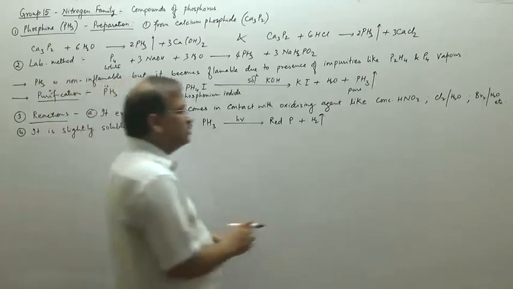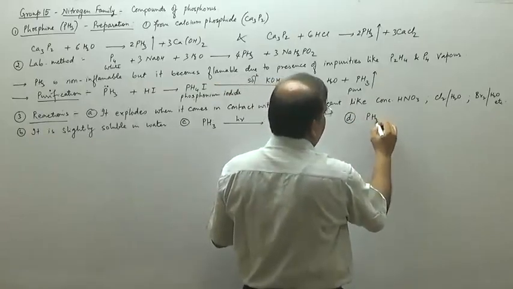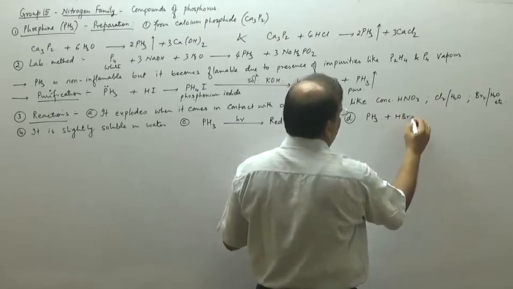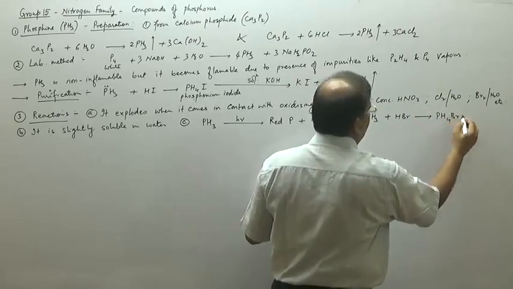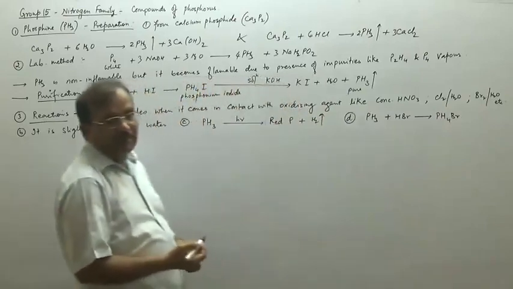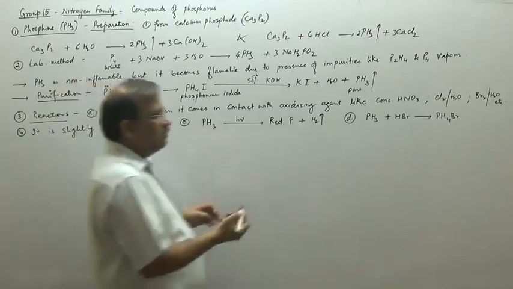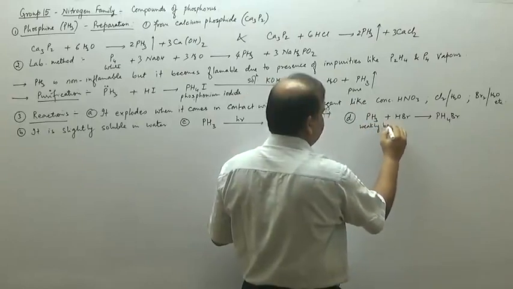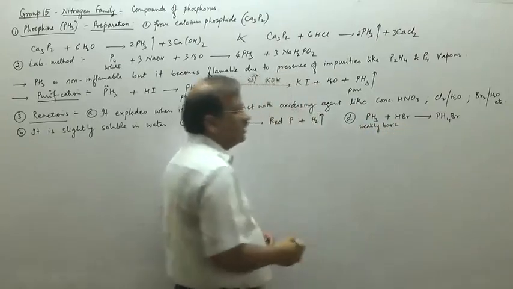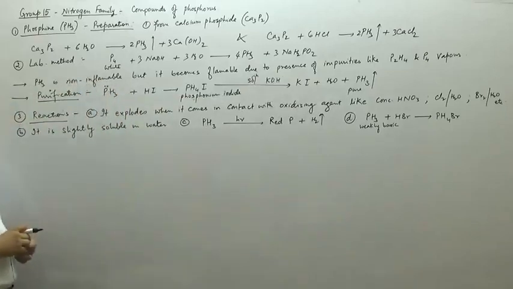Then it reacts with HBr also. When PH3 reacts with HBr, it gets converted into PH4Br. It will form phosphonium bromide. So with HBr, it forms the phosphonium bromide. It is weakly basic, no doubt, so it only reacts with strong acids like HI and HBr. It reacts with that, but it is weakly basic.